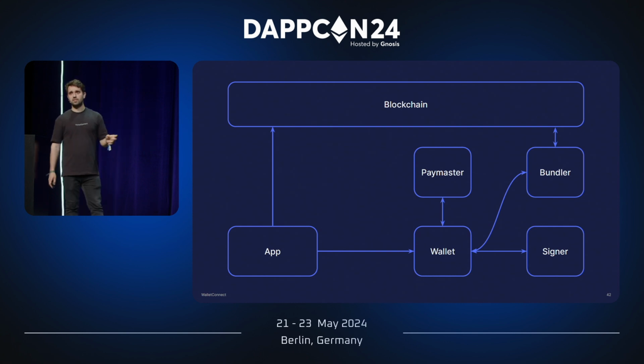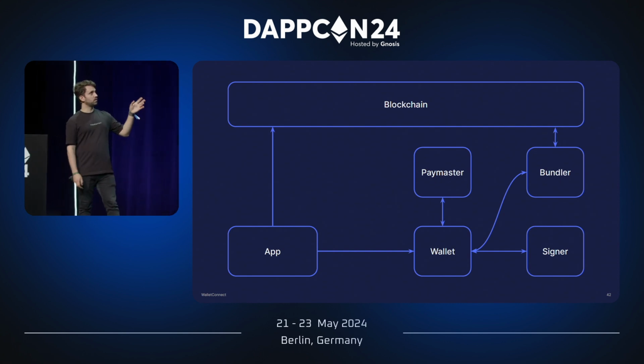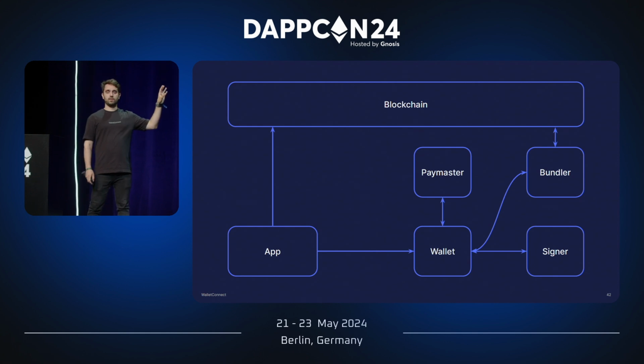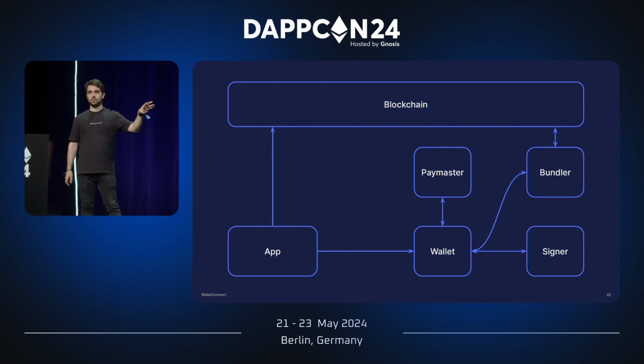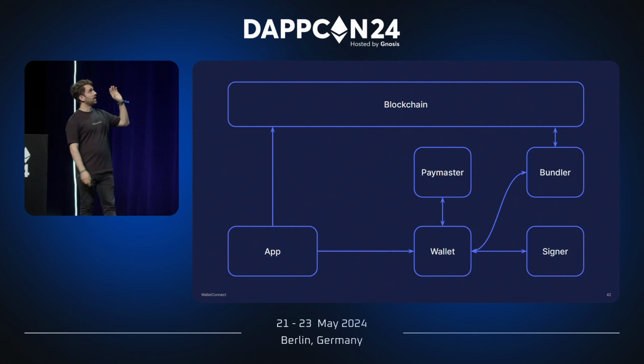And in 4337, we introduced a new concept of a user operation. Remember how we signed a message with your private key? Before, that message was a transaction. Now we shifted into a user operation. So now the wallet is delegating the payment to the paymaster, delegating the signing to a signer, and then we send all of these user operations to a bundler. The reason it's called a bundler is because it takes a bunch of user operations and constructs a single transaction as a single bundle and submits it to the blockchain.